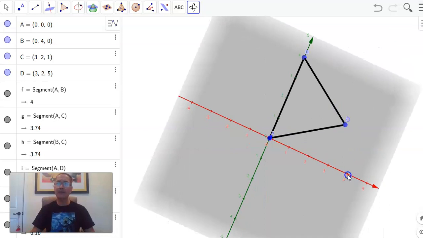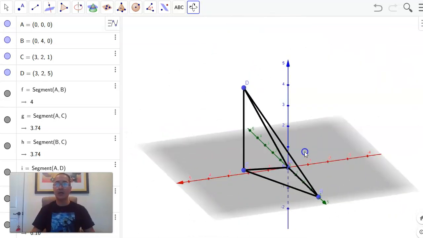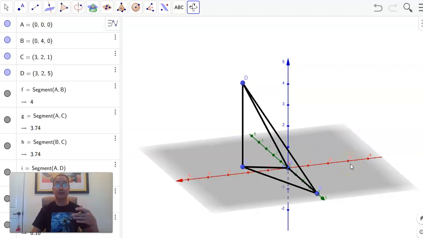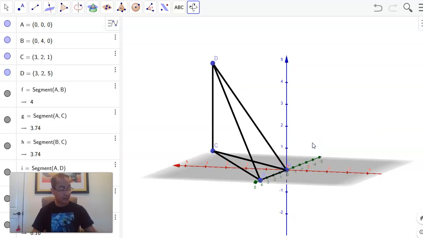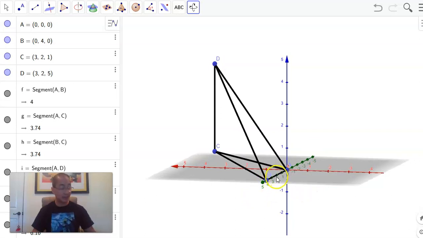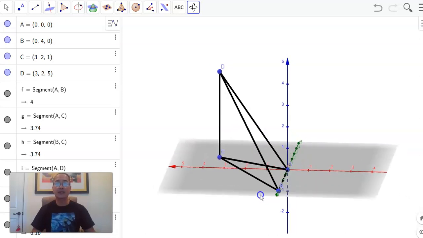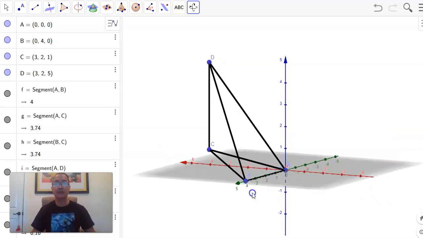However, we also need our surface above and our surface below. The surface above is the plane which contains the triangle A, B, and D. That is our upper function. I'm going to write that down. The upper is A, B, D, and the lower is A, B, and C. Very good. So that's the information that we need from GeoGebra.